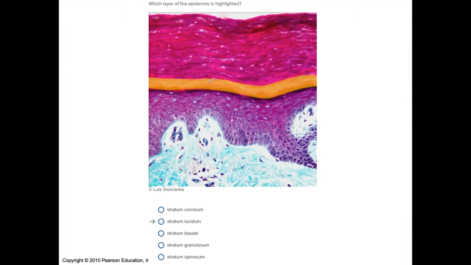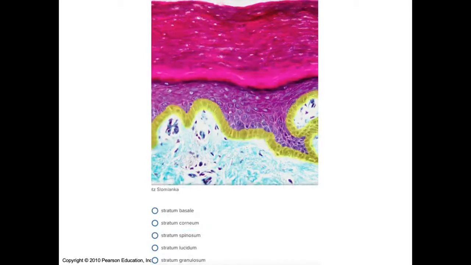Once we're deep, we have the stratum lucidum. Now we have this highlighted area down here, that's the basal layer, stratum basale. The granular layer, the stratum granulosum, has granules and it releases some lipids, some fats, into the skin to keep it moist, okay?